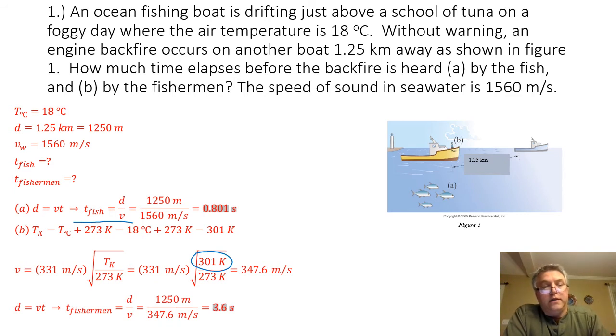Now I go back to my velocity formula, just like I did with the fish. So to find the time it takes to reach the fisherman, I take my distance, which is still 1,250 meters. I divide it by the speed that the sound wave is traveling through the air, which is 347.6 meters per second. And the time it takes for that sound wave to reach the fisherman is 3.6 seconds, which is also two significant figures because I had two significant figures in my air temperature over there. I think that's it for this problem.